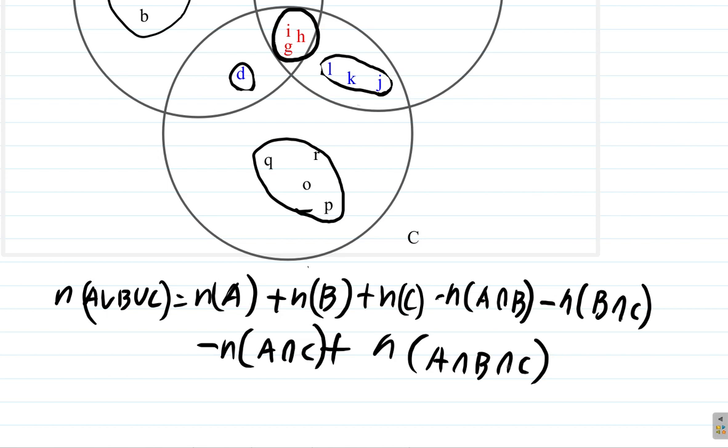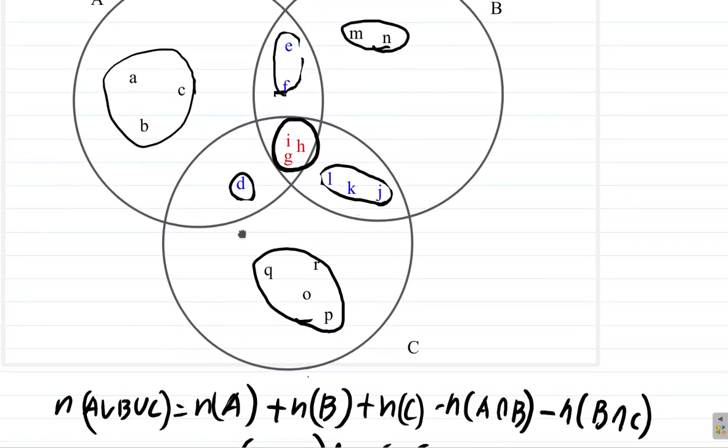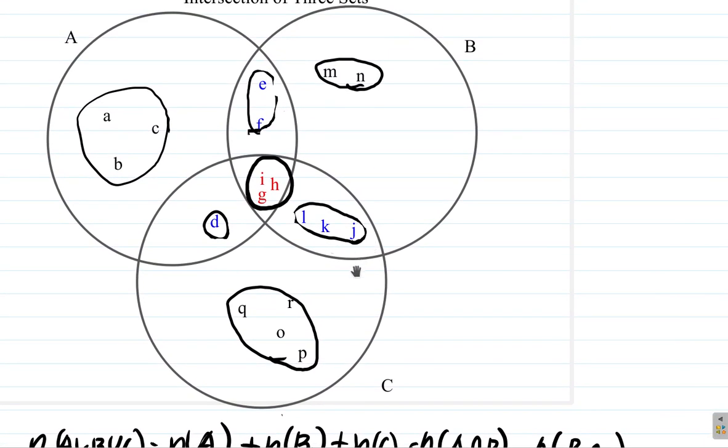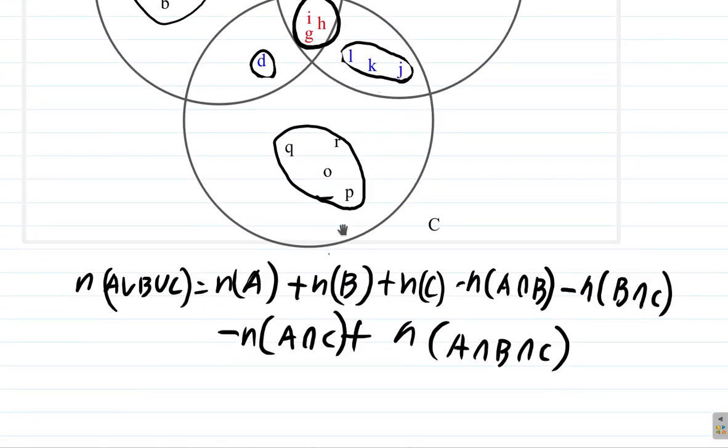So that is our formula. The number of elements in A union B union C is the number of elements in A plus the number of elements in B plus the number of elements in C minus the intersections of two sets plus the intersection of all three sets. So you see that? Alright. Now, here we have our full formula for the union of our three sets.